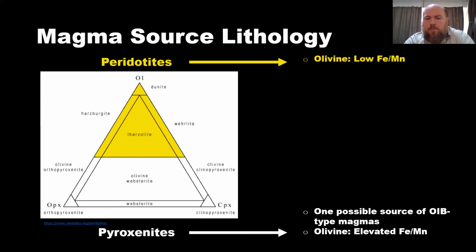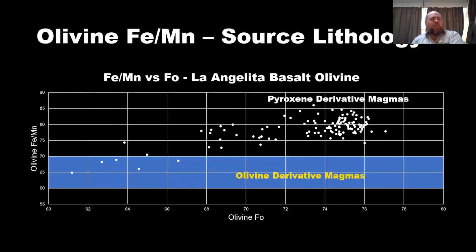Olivine that crystallizes from melts of pyroxenite show elevated iron over manganese. So we've done a study, we've only looked at the La Angelita basalt olivine thus far. However, they have elevated iron over manganese, as you can see in this plot. So up here in this region indicates olivine derived from pyroxenite-derived magmas. If they were derived from a peridotite magma, they would probably lie within this field. So this is good evidence to us that there is pyroxenite in the source of these magmas.